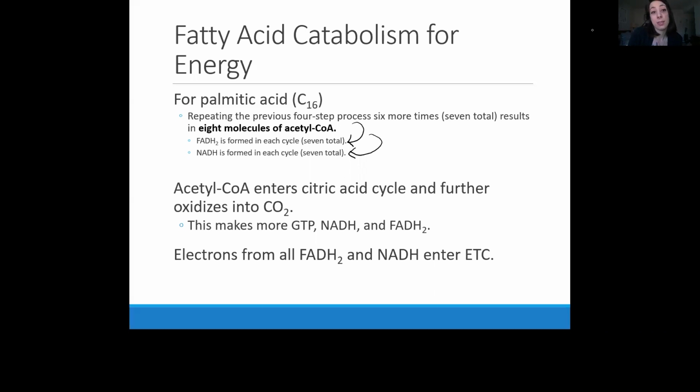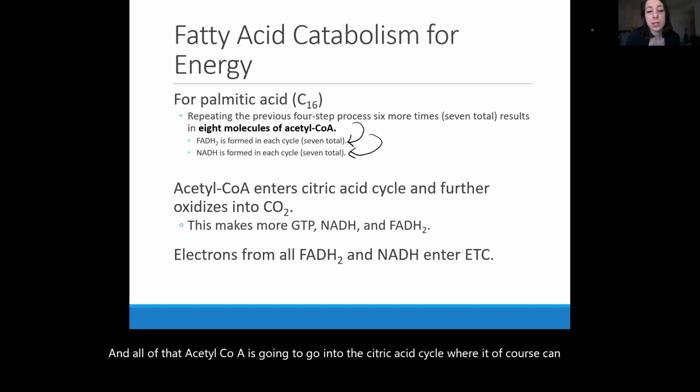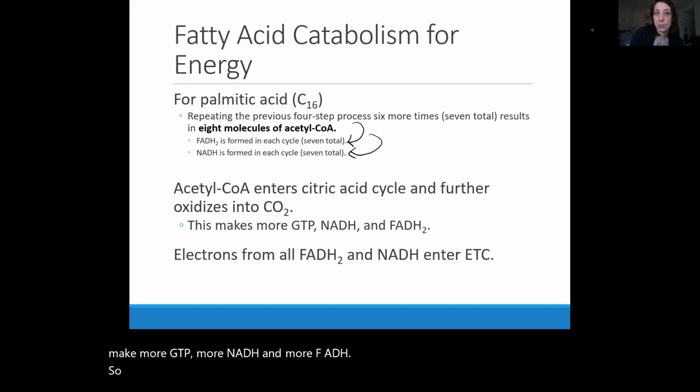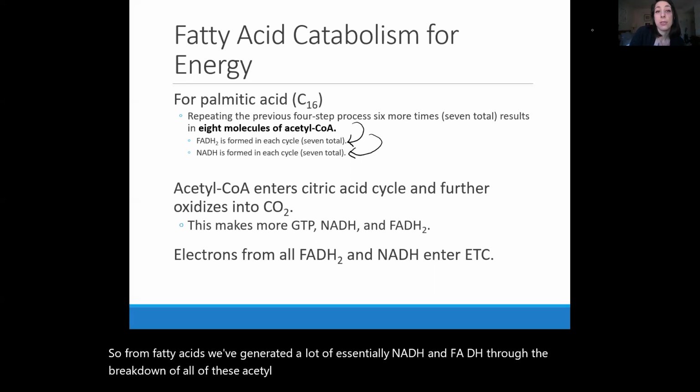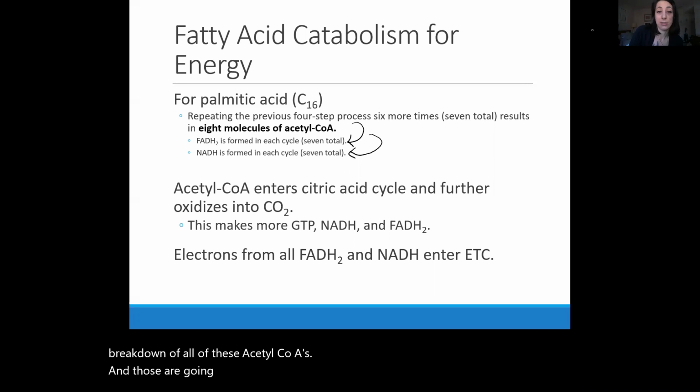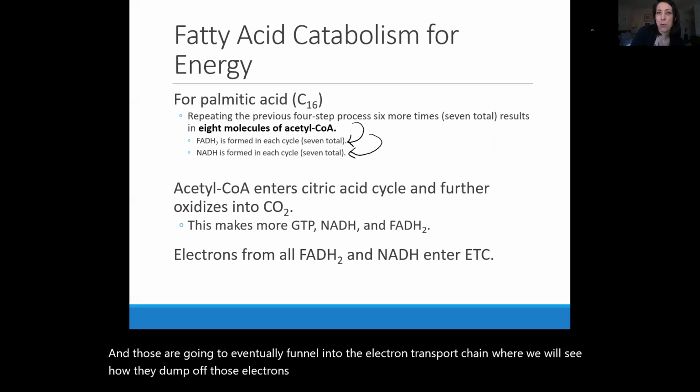And all of that acetyl-CoA is going to go into the citric acid cycle, where it, of course, can make more GTP, more NADH, and more FADH2. So from fatty acids, we've generated a lot of NADH and FADH2 through the breakdown of all of these acetyl-CoAs. And those are going to eventually funnel into the electron transport chain, where we will see how they dump off those electrons to make more ATP.